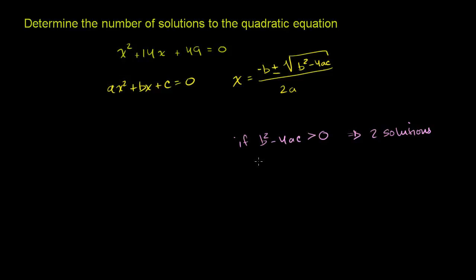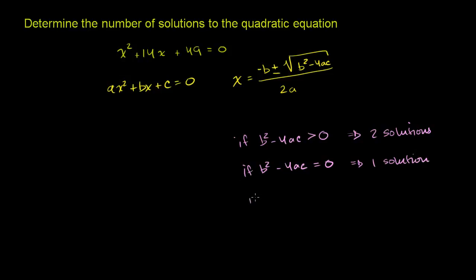Now, what happens if b squared minus 4ac is equal to 0? If the expression under the radical is equal to 0, you're just going to have the square root of 0. So it's going to be negative b plus or minus 0. And it doesn't matter whether you add or subtract 0, you're going to get the same value. So the actual solution of the equation is going to be negative b over 2a. The plus or minus is not going to be relevant. So you're only going to have one solution.